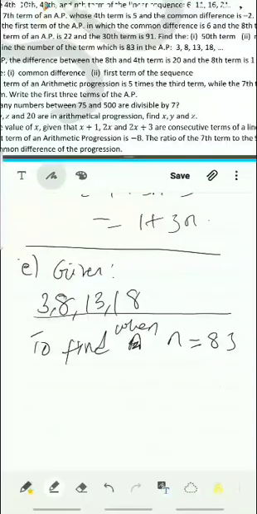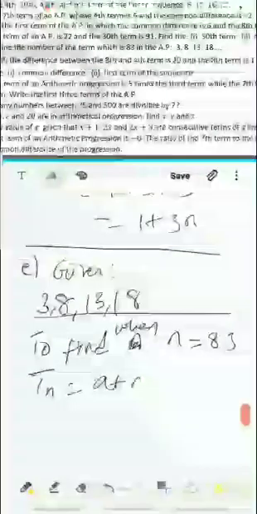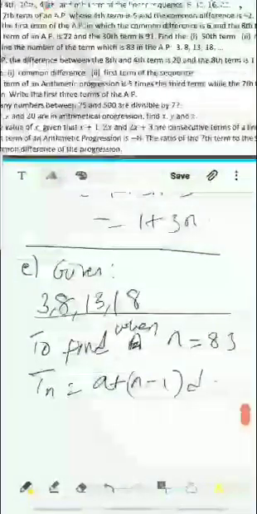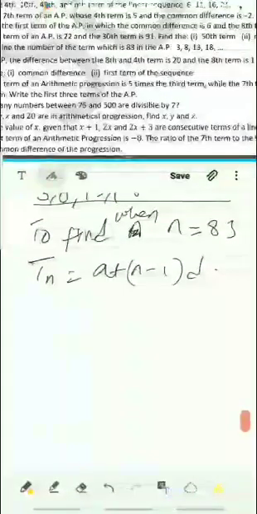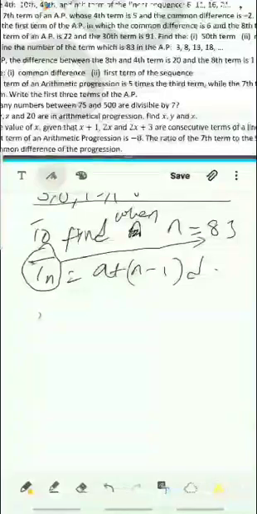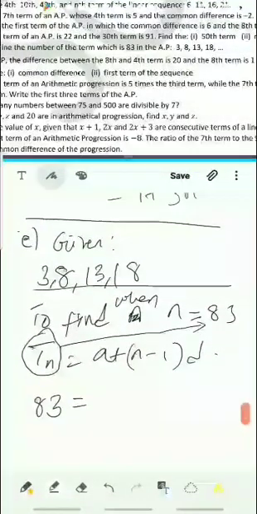Okay, now you're going to substitute into the formula and you're going to be solving for n. N is what you're solving for in this case. So Tn now, recall the formula. The Tn is A plus n minus 1 d. Now, this term should give us 83. Okay, what is the first term? A is 3.